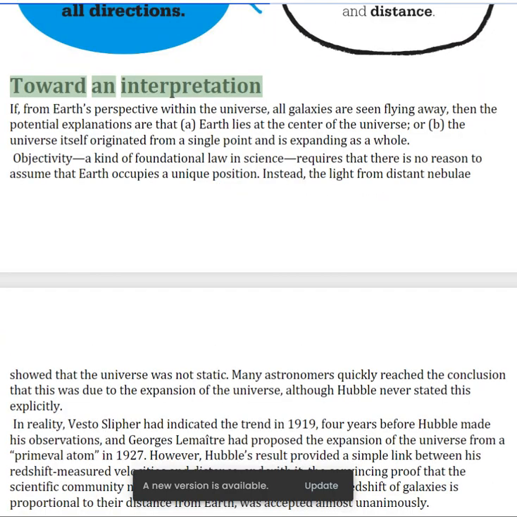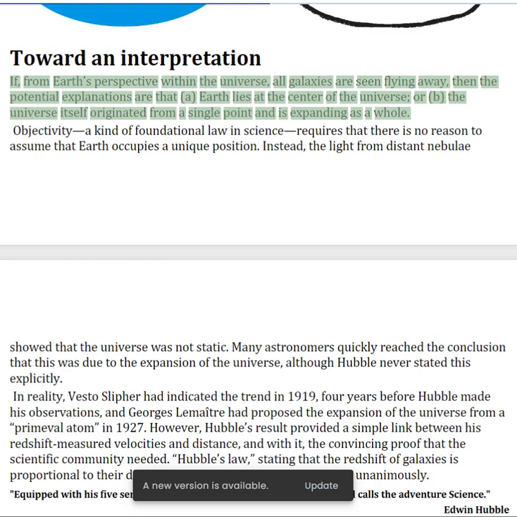Toward an interpretation. If, from Earth's perspective within the universe, all galaxies are seen flying away, then the potential explanations are that Earth lies at the center of the universe, or the universe itself originated from a single point and is expanding as a whole.